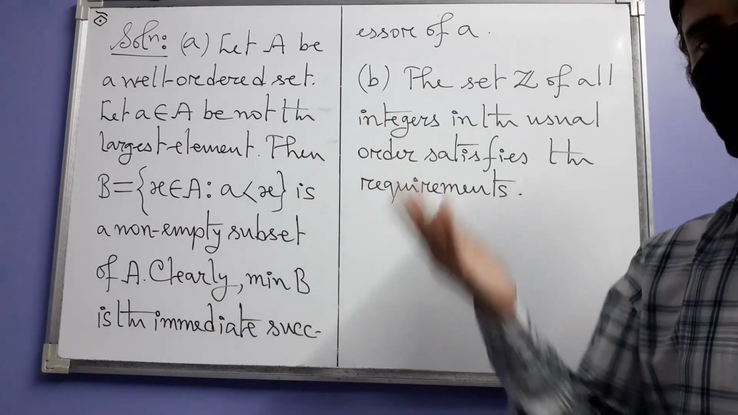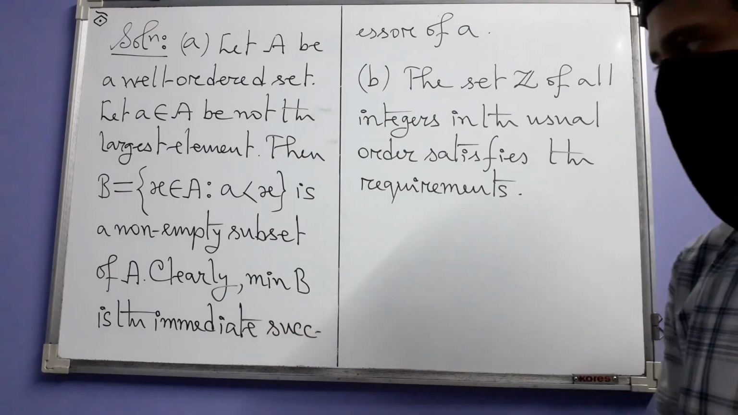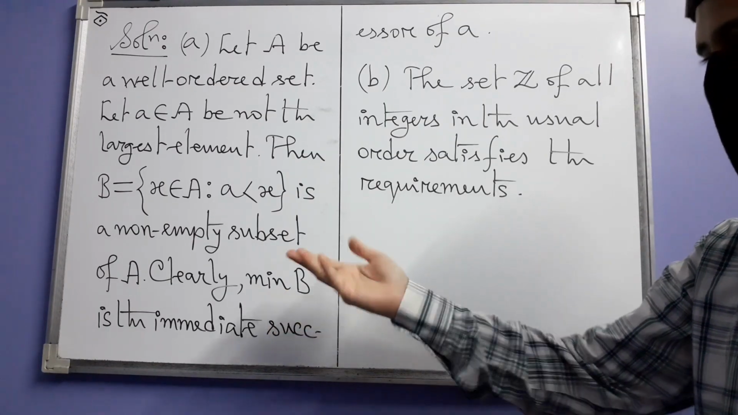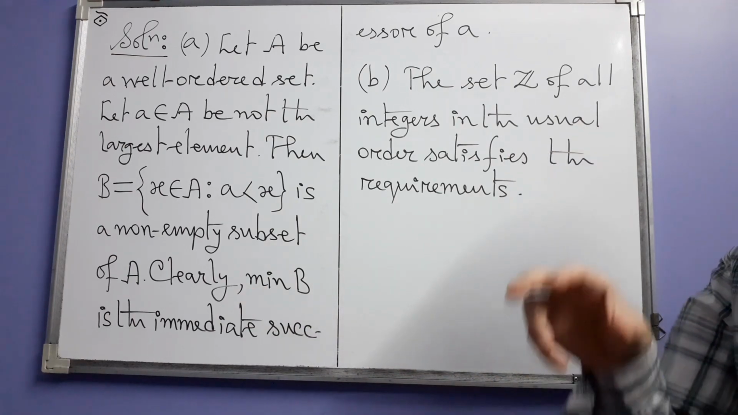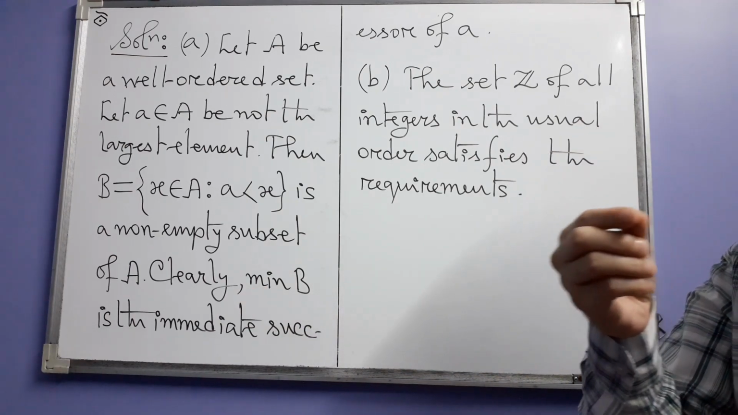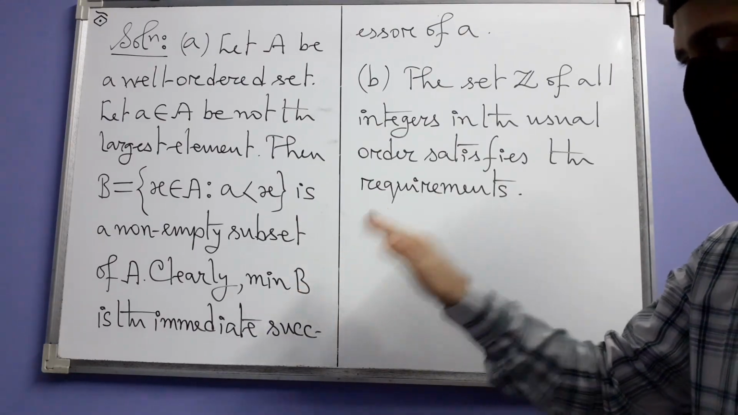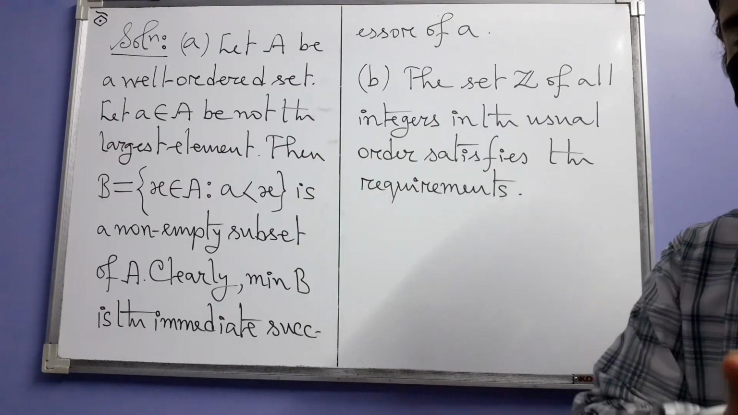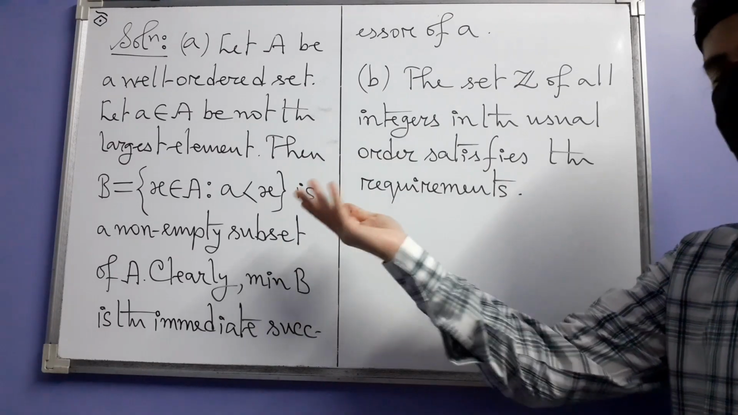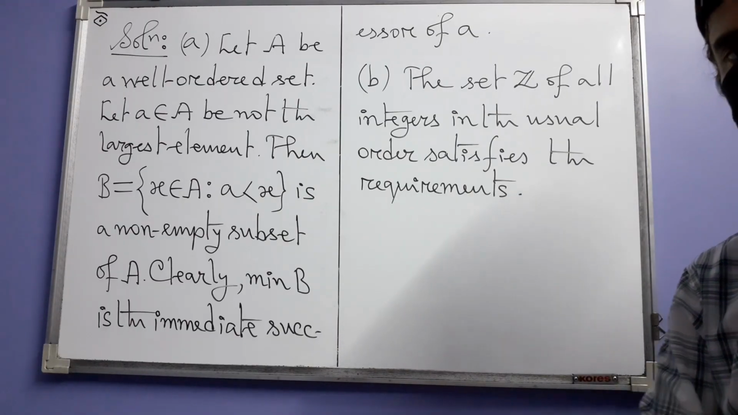And because A is well ordered, B will have a smallest element which we denote by minimum of B. And this minimum of B, of course, will be the immediate successor of a. Exactly how, you have to go through a little argument to show that this minimum really is the immediate successor of a. That I leave to you. Okay, so that way we get the immediate successor of any element of A other than the largest element.